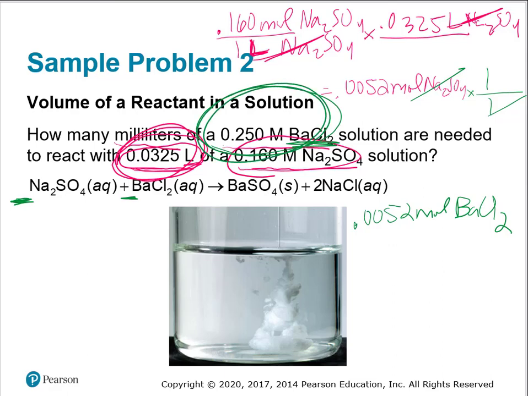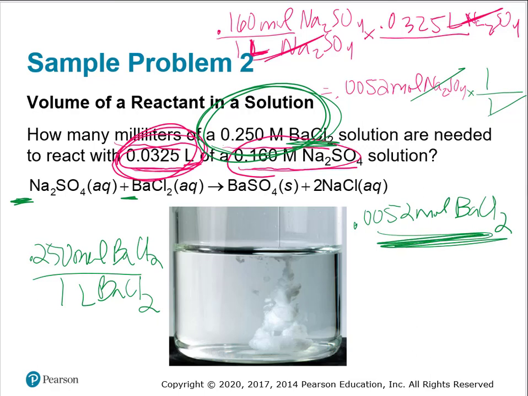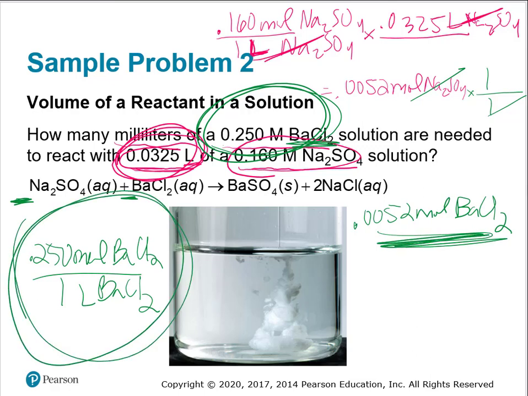Also, I know the concentration of barium chloride, that it's 0.250 moles of barium chloride for a liter of barium chloride. I have moles of barium chloride. How would I use this conversion factor to get rid of my moles of barium chloride and get liters? Well, I would need to flip-flop that around, right? I'm going to say 0.0052. I'm going to leave off my units just because I don't have room for it. But that is moles of barium chloride.